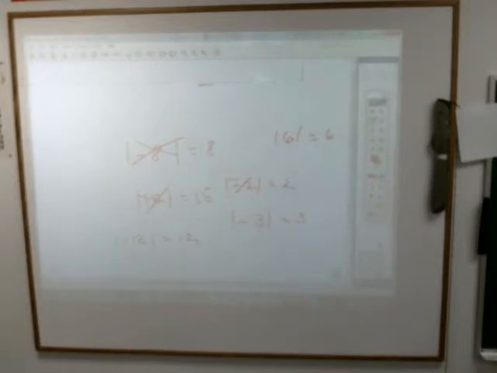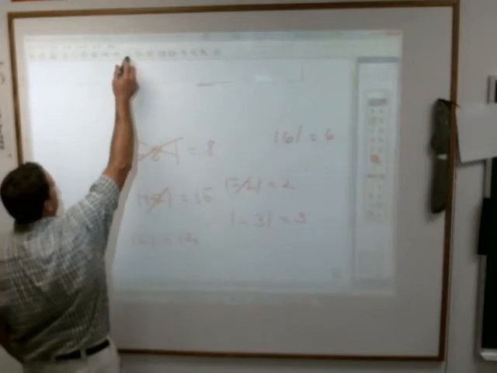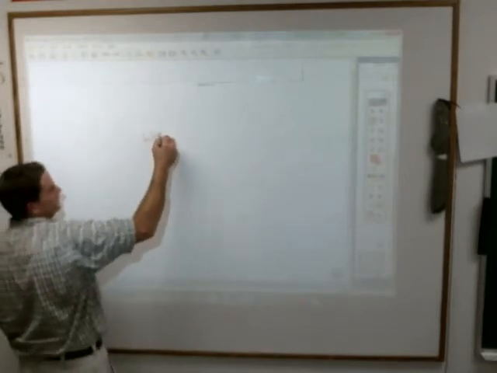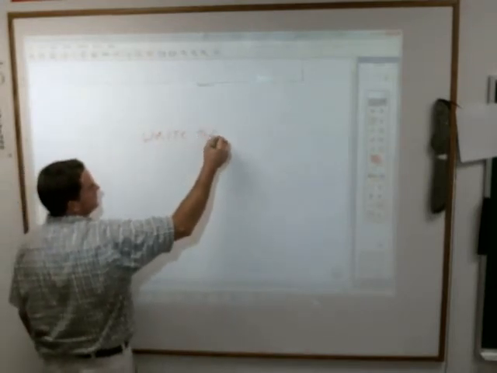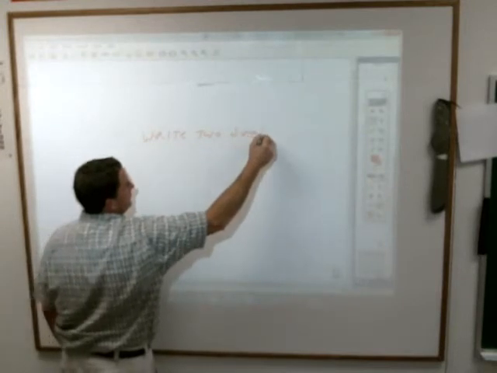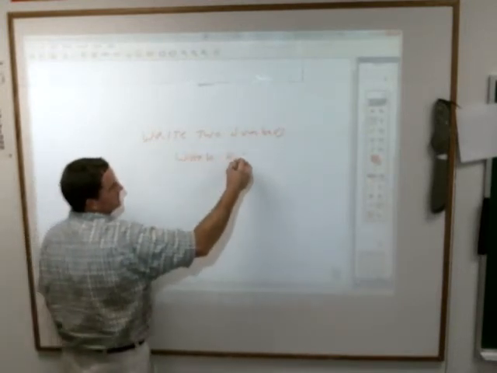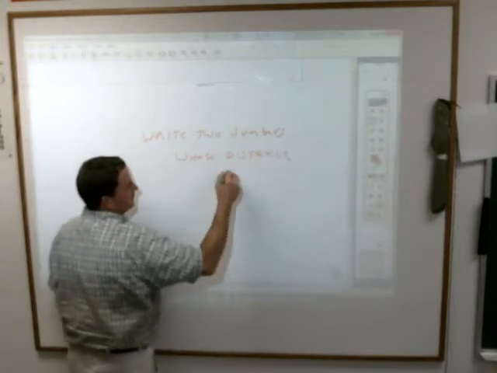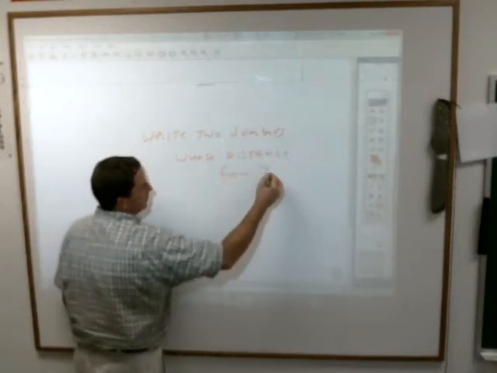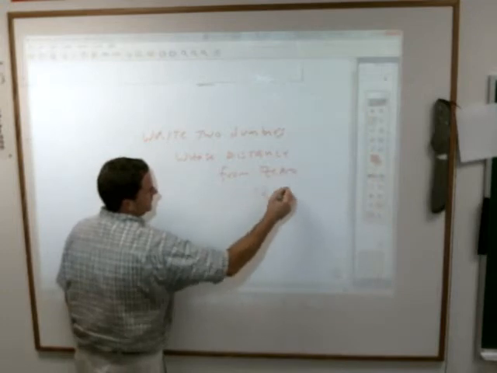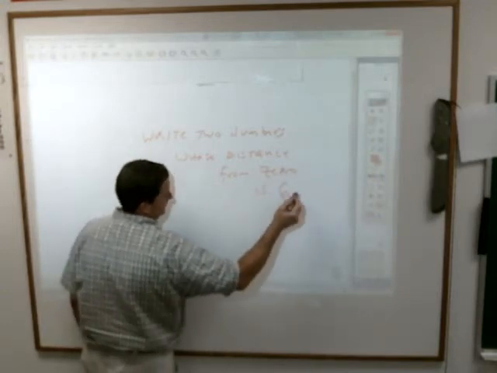Oh, they might ask you a question like this. Write two numbers whose distance from 0 is 6. They're just trying to get you to think in absolute value terms. What two numbers are 6 units away from 0?